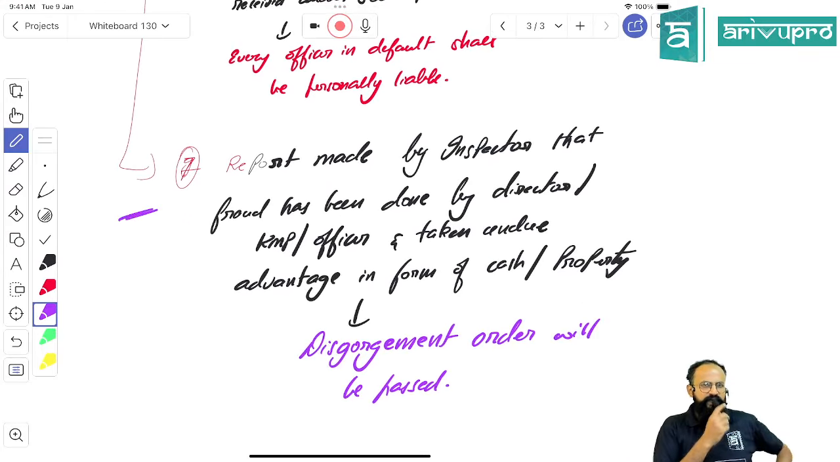Okay, and the next one, seventh one, report made by inspector that a fraud has been taken by a director or a KMP or officer. Now what is this, sir? Okay, concentrate. The best example I can give you is, imagine there is a company called Satyam. Heard of Satyam? Satyam Computers in Hyderabad. In Satyam Computers, there was one director, the name of the director was Ramalinga Raju. He was a founder of Satyam as well. He did all possible fraud in Satyam Computers, and he did a scam of around 7,100 crores.